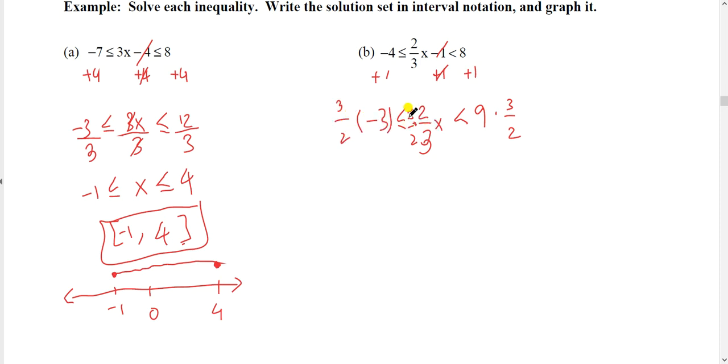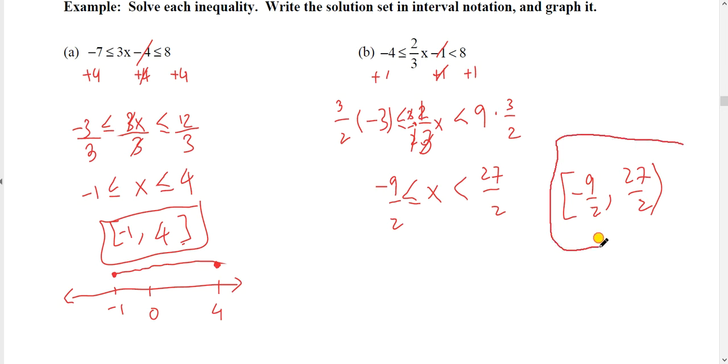And now 3 and 3 cancel, 2 and 2 cancel. Therefore, you have x now in the middle by itself. 9 times 3 is 27 over 2. 3 times minus 3 is minus 9 over 2. And then we have the inequality here. Now the left endpoint is minus 9 over 2 with the equal sign, which is a bracket, and the right endpoint is 27 over 2, and we don't have an equal sign, so I'm using the open parenthesis. So this one is your solution.